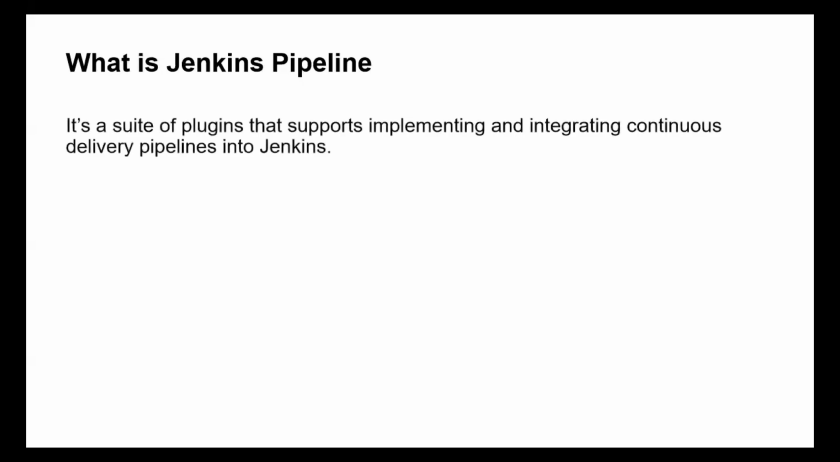So what is a Jenkins pipeline? Jenkins pipeline is a suite of plugins that supports implementing and integrating continuous delivery pipelines into Jenkins. Basically, we need to install a plugin called Pipeline, and there are a few other dependent plugins. If you want to integrate Maven with Jenkins, then we go for Pipeline Maven integration plugins. Like that, there are some related plugins available related to the pipeline, which we need to install. So that's why it is a suite of plugins.